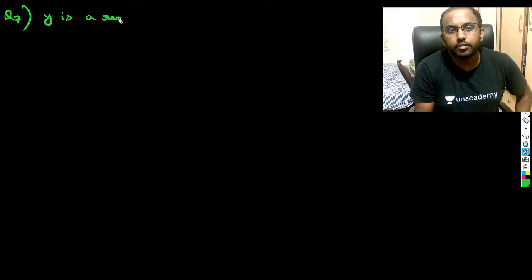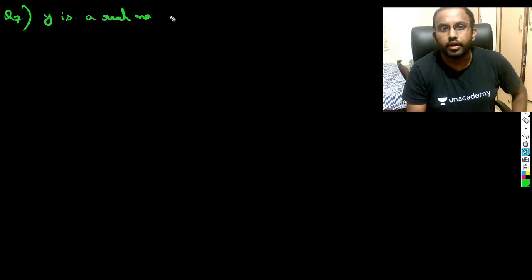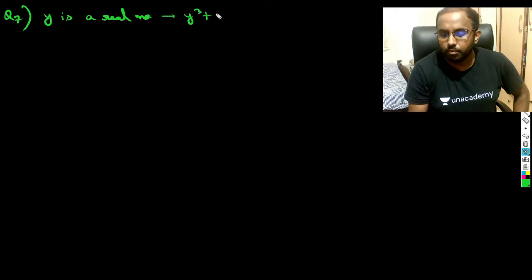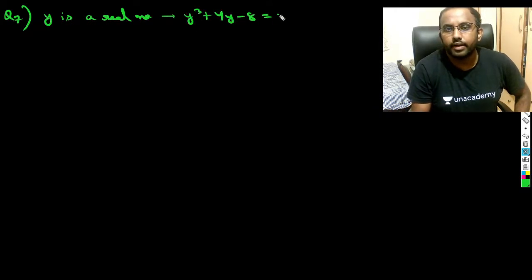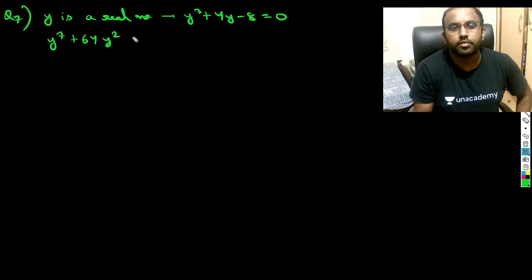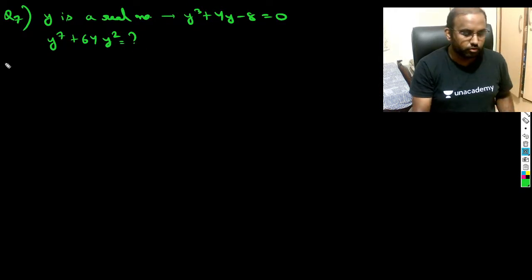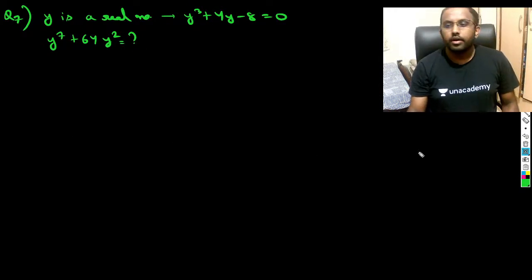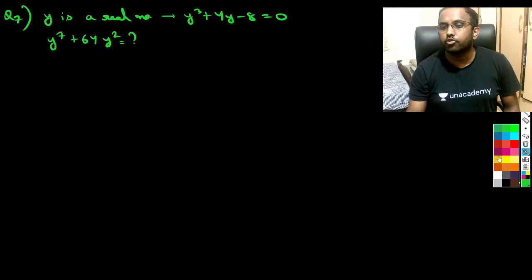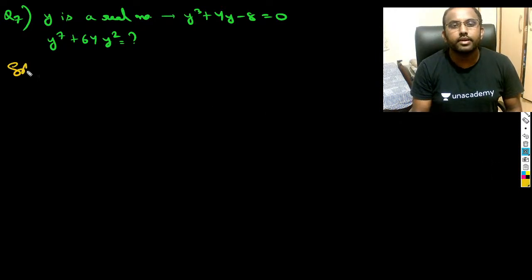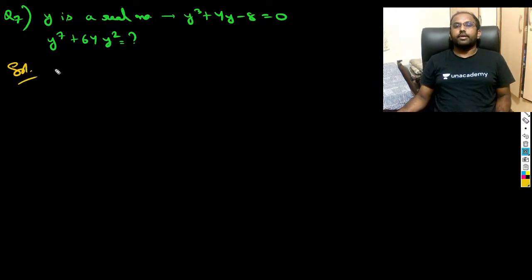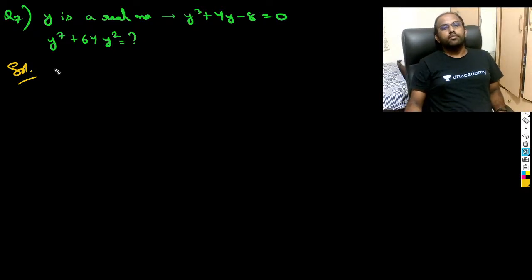Y is a real number. Okay. So y cube plus 4y minus 8 is equal to 0. I need the value of y to the power 7 plus 64y square. What is the value? Now, once you look at this question, guys, it says that y is a real number, y cube plus 4y minus 8 equal to 0. What is the value of y^7 plus 64y square?